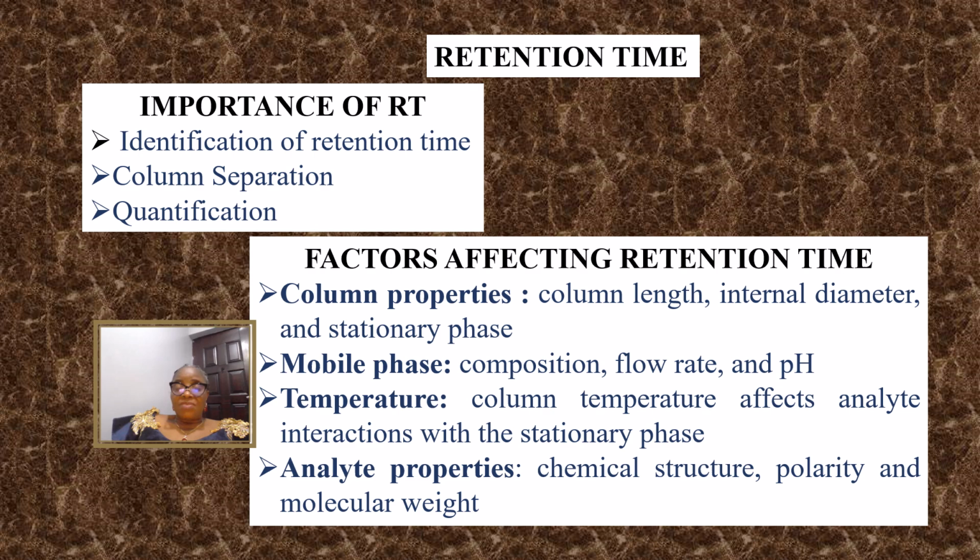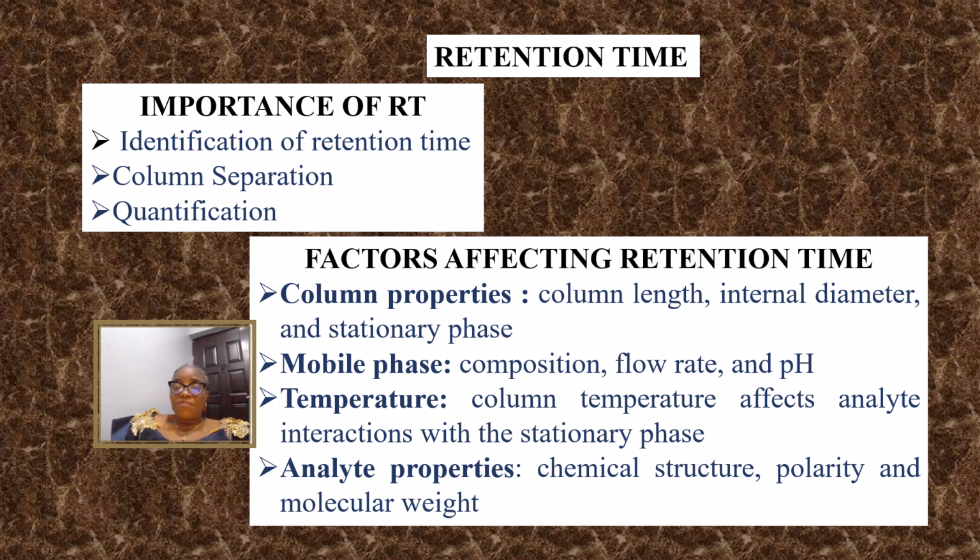What is retention time? The retention time is the time it takes for a particular compound to pass through the chromatographic column and reach the detection point. The retention time is useful for identification of an analyte, allowing identification based on the time it takes that compound to elute from the column. And then it's good for separation. Retention time differences between analytes enable their separation. And then for quantification, retention time is used to determine the amount of an analyte present in a sample.